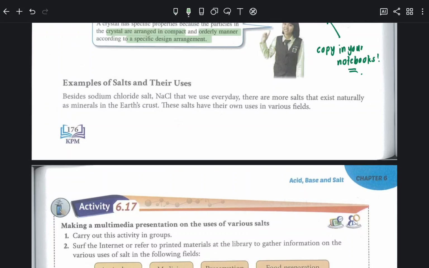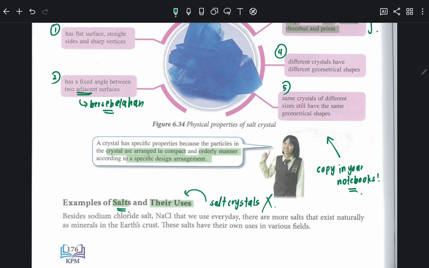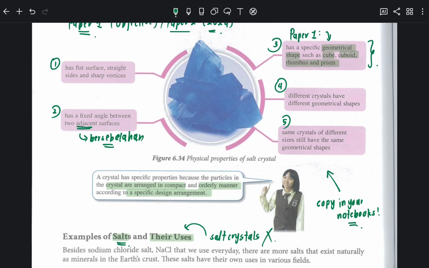And examples of salt and their uses. Okay, kat sini in this particular topic, you won't learn about salt crystals already. Okay, it's all about salt sahaja. Crystals dah habis sampai sini je. Memang dalam syllabus hanya they can ask you about the physical properties of crystals sahaja. Other than that, dia tak ada specifykan about daily uses. So you memang tak ada keperluan untuk nak tahu. But let's say you want to tahu, tak ada masalah because they can come out with a lot of types of questions. But yang paling penting, these 5 you know.